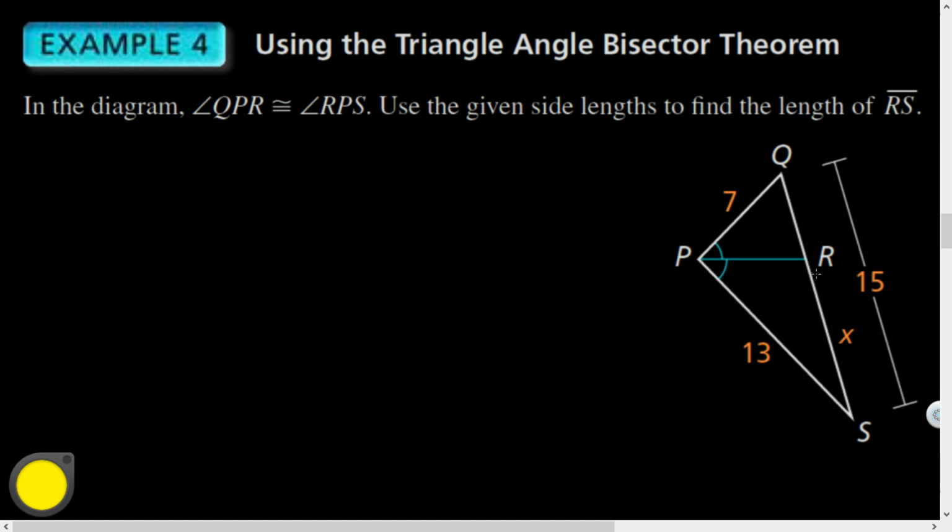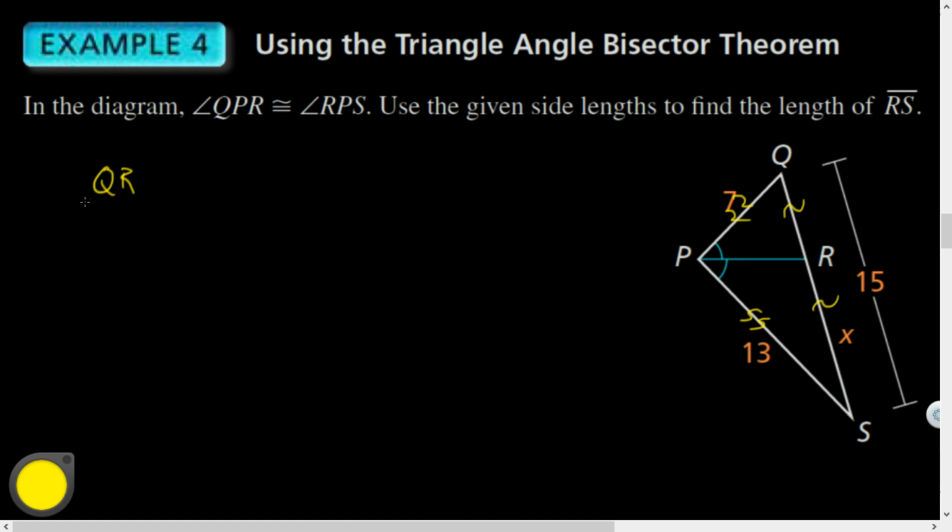So because that's an angle bisector, the triangle angle bisector theorem applies. And QR and this x dimension are going to be proportional to those other two sides. Now, they gave me the entire length across. I can't do my dangerous trick of comparing the entire side. It's not going to work. So let's just find QR first.